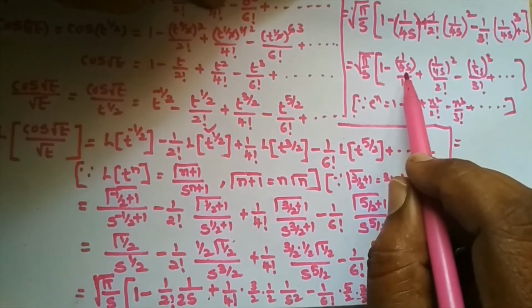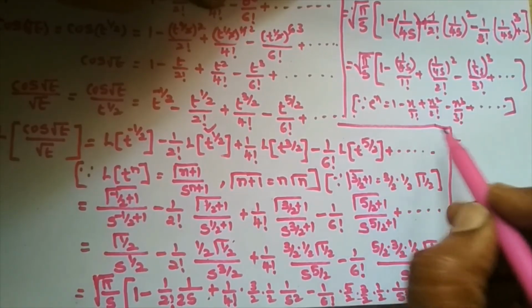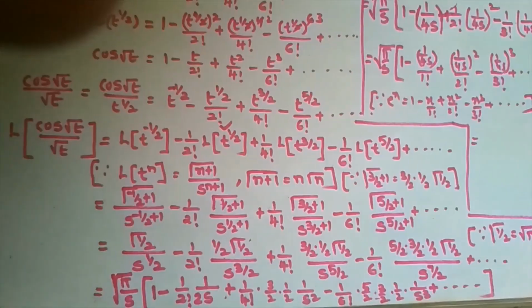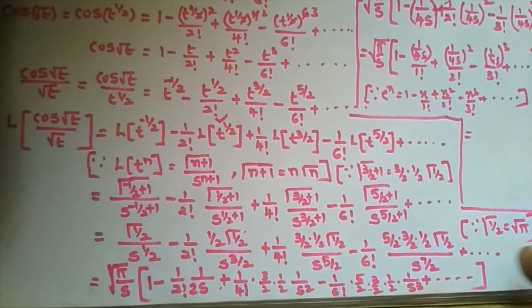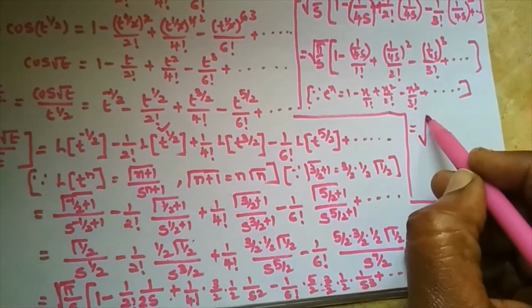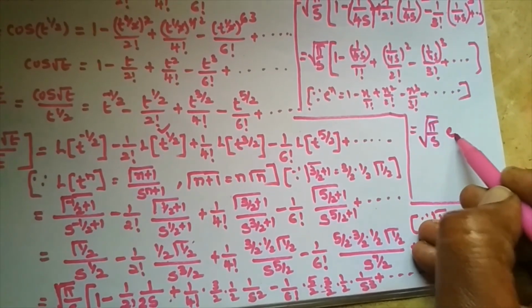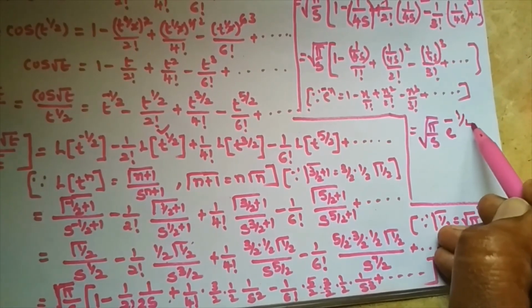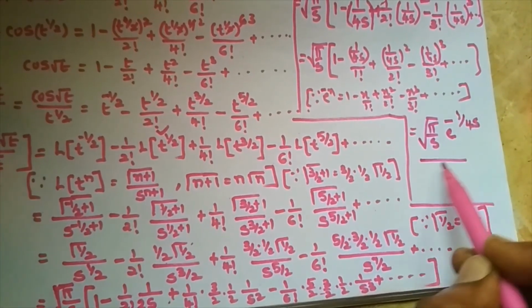So that means the answer is root of pi by s into e power minus 1 by 4s. This is the final answer.